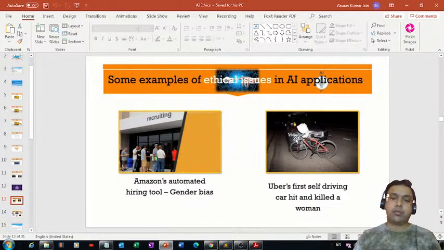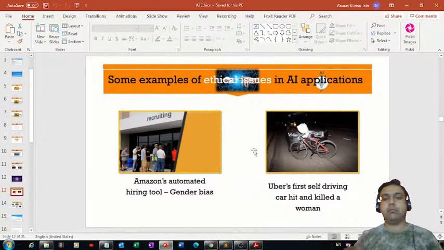You must have heard about Uber's self-driving car case, where it hit and killed a woman because it was not able to identify her. Maybe the computer vision algorithm which was fed to this car was not working properly. That is the reason this accident happened, and it is also a case of ethical bias, or you can say it is not following the ethical rules. So that is the reason this Uber car was discarded, and right now the developers of this car are modifying the algorithms which they have fed to this machine for training it.